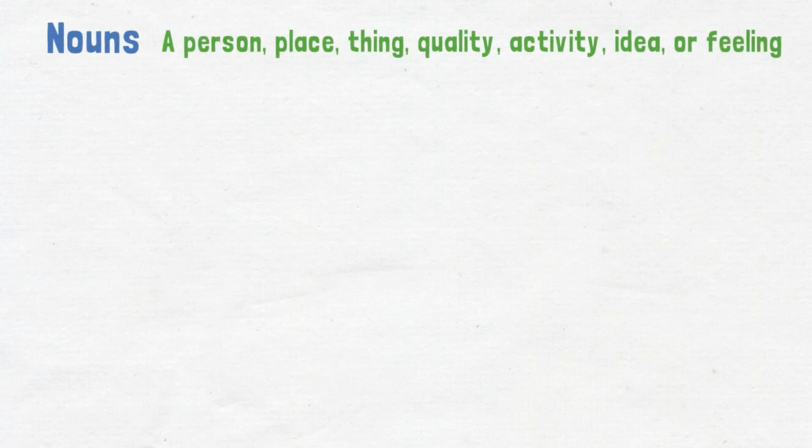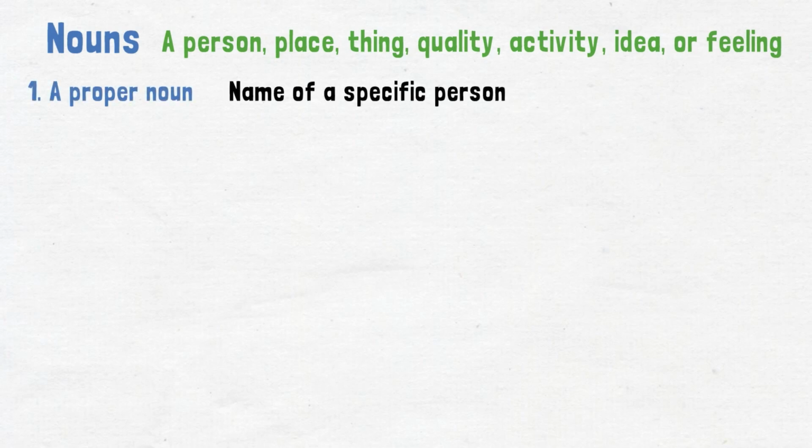First part. Nouns. Nouns are used for a person, place, thing, quality, activity, idea, or feeling. There are different types of nouns. A proper noun is the name of a specific person. For example, Tony. Or a place. For example, New York. These nouns are always capitalized.